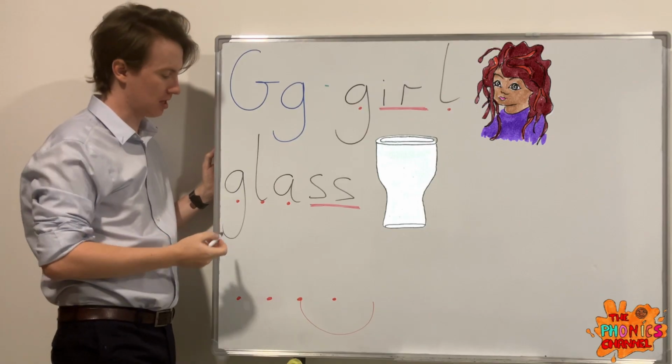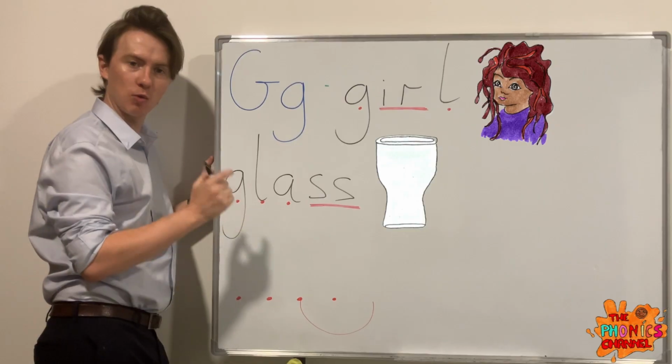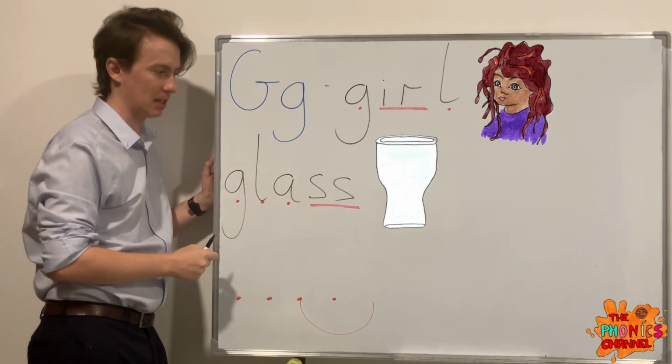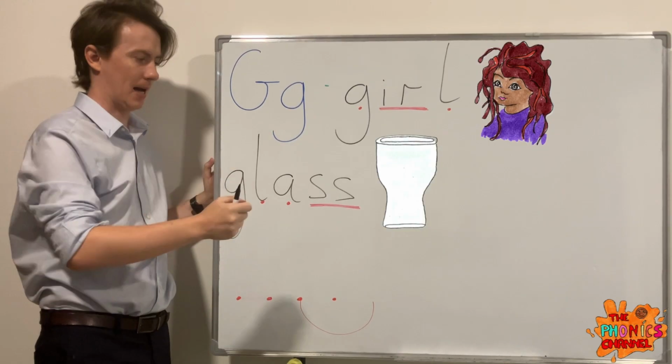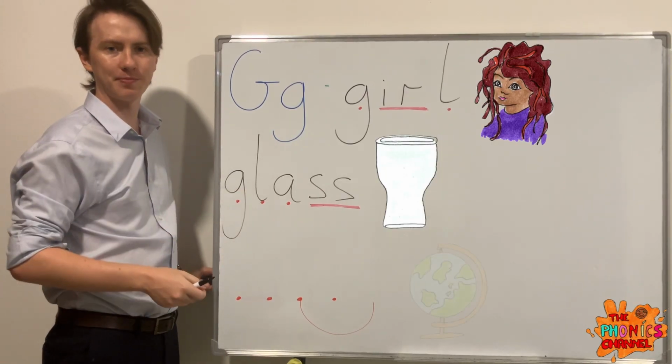I have a glass of water, or I am looking through the glass window. Those could be sentences. Gl, a, s. Glass. So we're saying these consonant sounds quickly together. We're blending them quickly together. Okay, glass. Super.